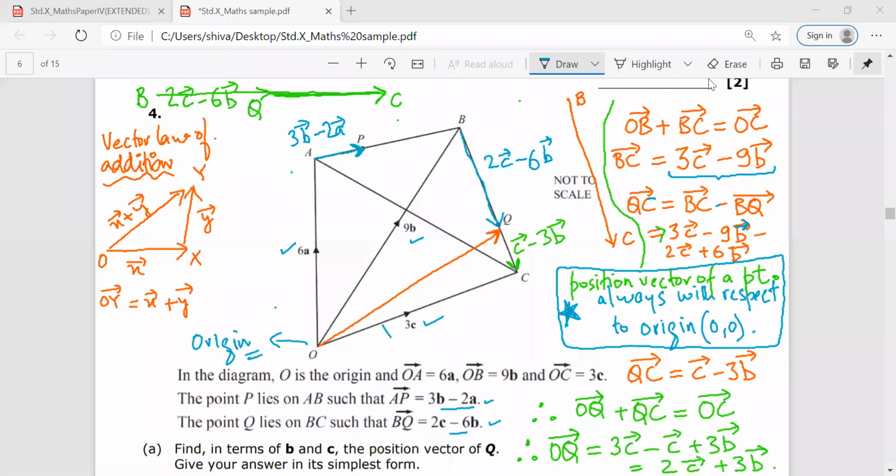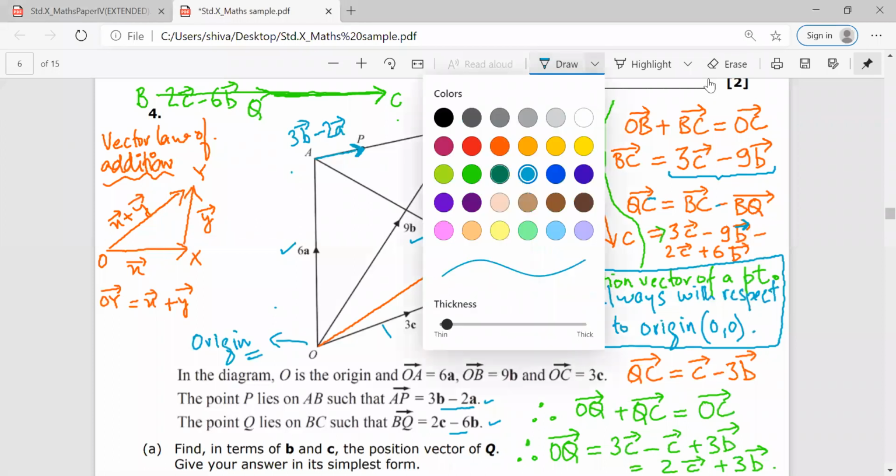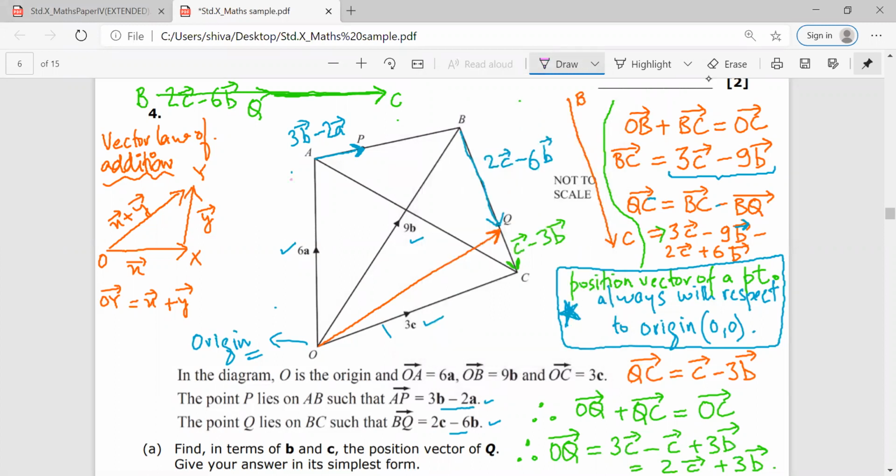Okay, Mr. Rudra, in this vector question, in the diagram, O is the origin. OA is equal to 6A. OB is 9B. OC is equal to 3C. Now this is the origin.